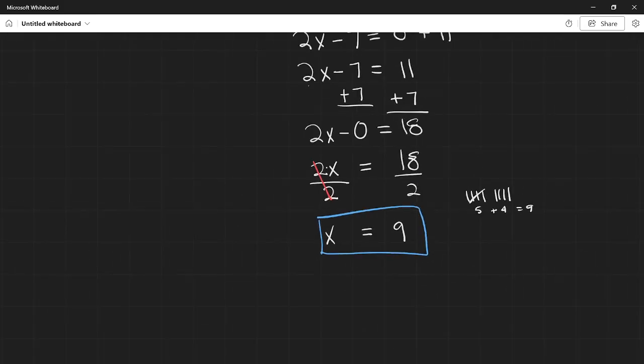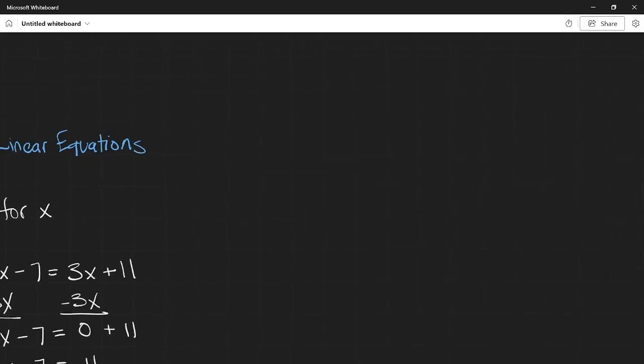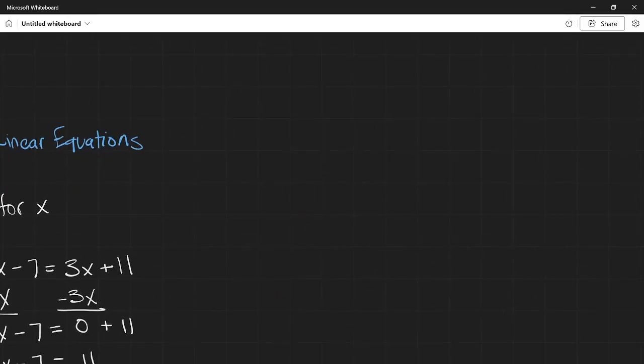Okay, and one more just to solidify everything. Again, we're going to solve for x. But now we're going to make use of a property that we haven't talked much about. And some of you may be seeing this and already know.